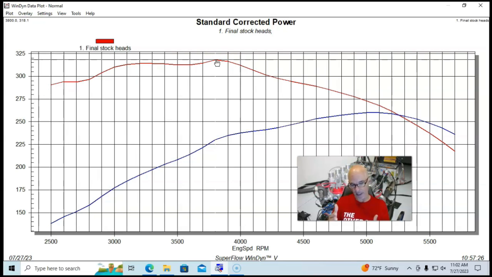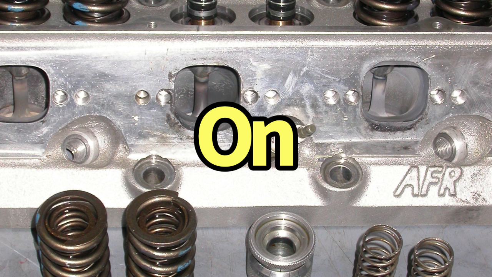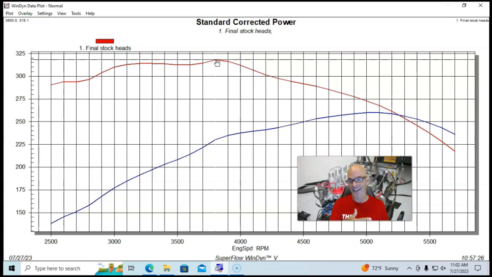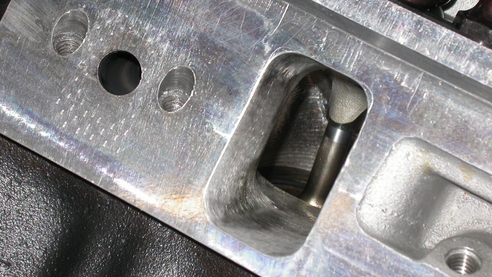Here's what happened when we did a cylinder head upgrade on this. Now, we did a cylinder head upgrade before we did anything else. And in my opinion, we should have done it in another way, after putting the camshaft and hopefully the intake manifold upgrade on this thing. But we added a set of Airflow Research 165 heads because we are going to be doing a series of other things with this.